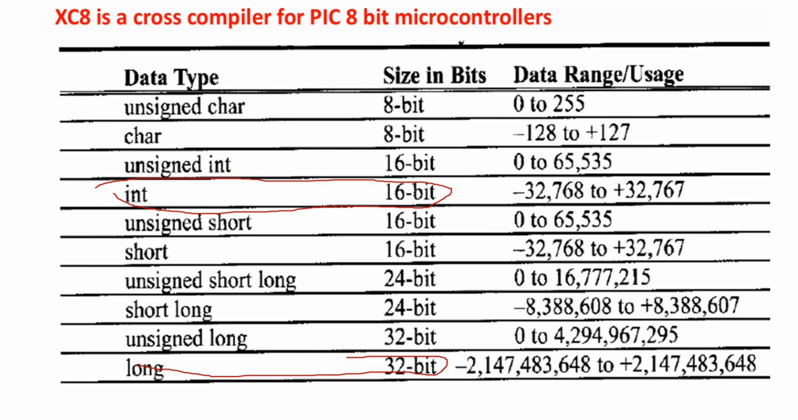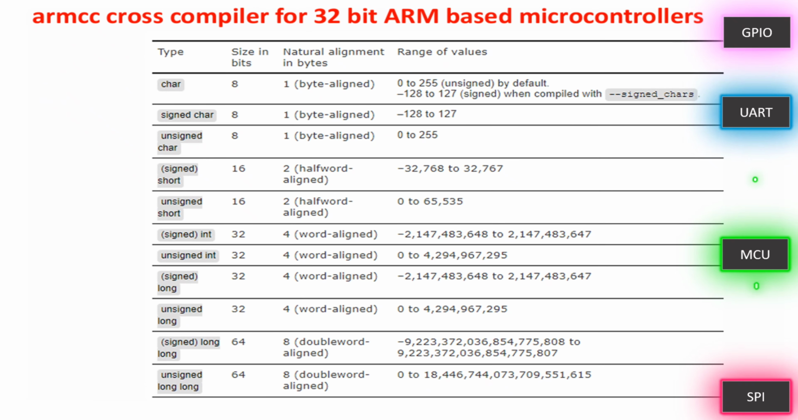This compiler also includes some non-standard data types such as short long, which is actually 24 bits. This one. So this is not actually from the C standard. It may be a customization added by the compiler designer of XC8, which is designed by Microchip. So now we move forward to the next slide.